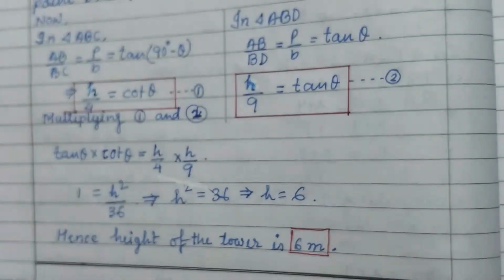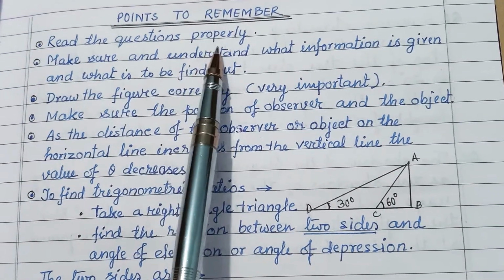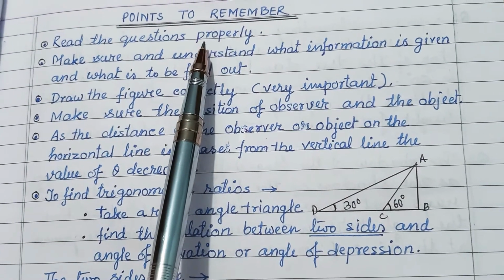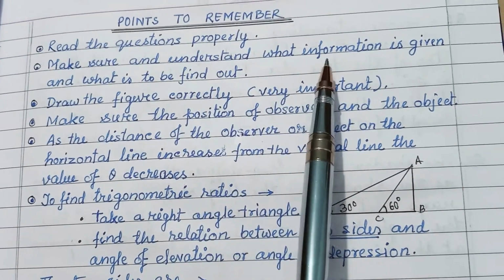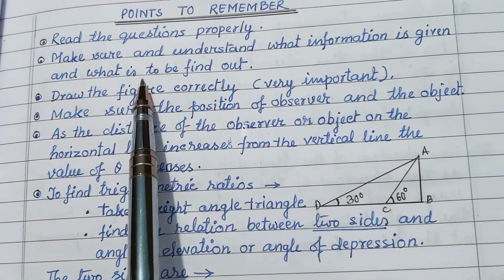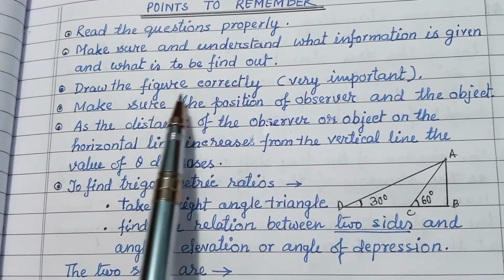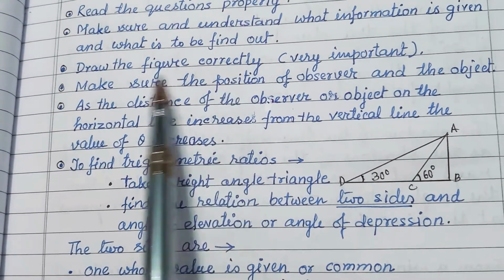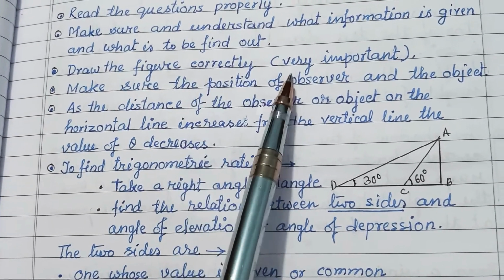Now a few points I have given here, points to remember for this chapter. Read the questions properly, it is most important. When you read the question properly, you understand it. Second point is, make sure you understand what information is given and what is to be found out in the question. Next point is, draw the figure correctly. It is most important. Otherwise, if the figure is wrong, then the whole question will be wrong. So because of that, draw the figure correctly. It's a very important part.